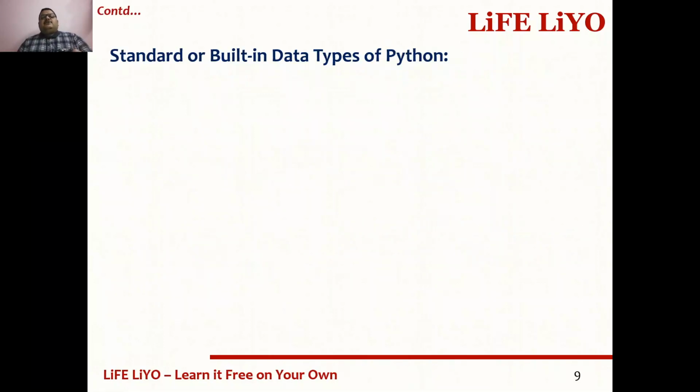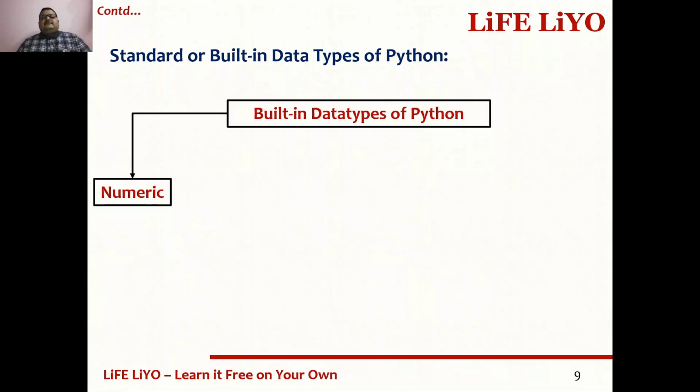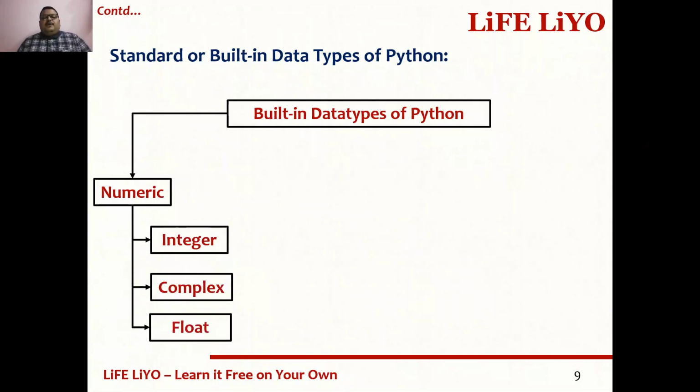Now let us look into the standard or built-in types of Python. First, one category of data types in Python is numeric. The types are integer, float and complex. You know integer: anything represented as a whole number, either positive or negative. Float is anything represented in decimal format, like 11.65. It is a float value, either positive or negative.